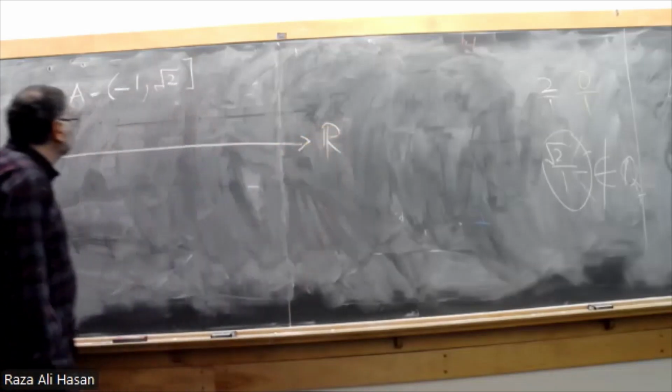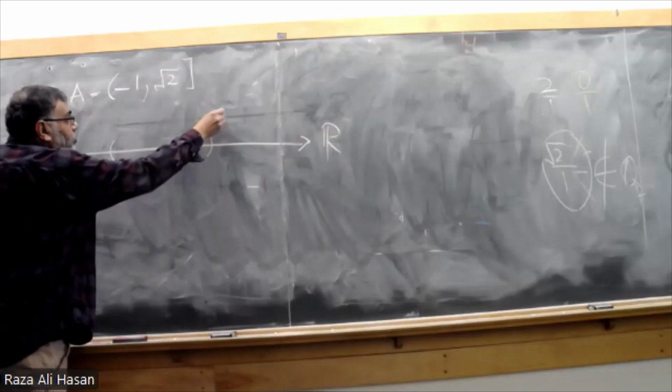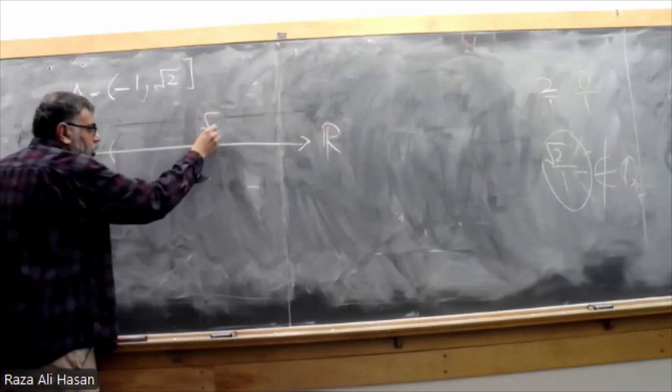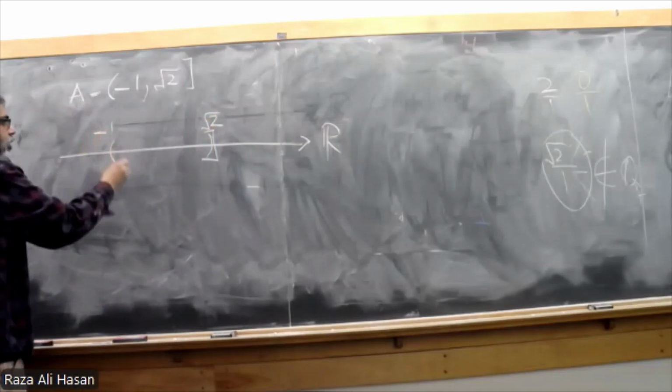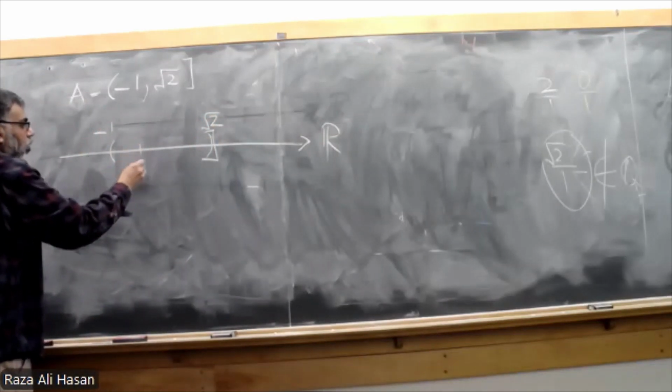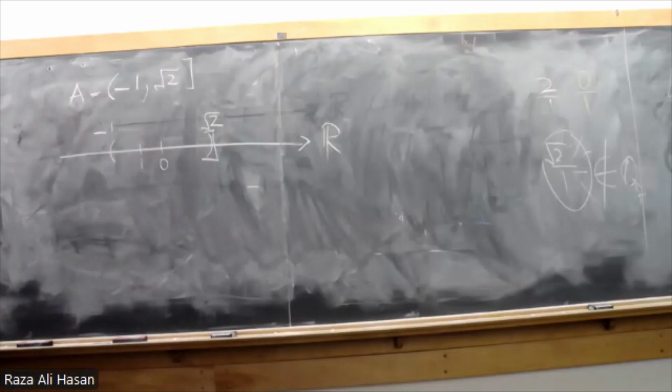Here is the real number line, and I'm going to use these same things. So we have square root of 2 here, square bracket, and then we have -1 here. There's going to be 1 here, there's going to be 0, and a bunch of numbers right there.